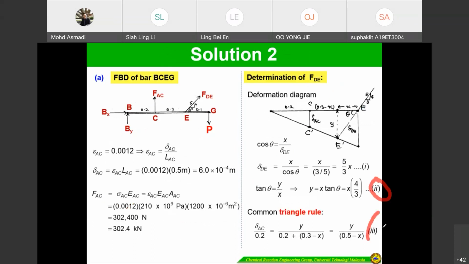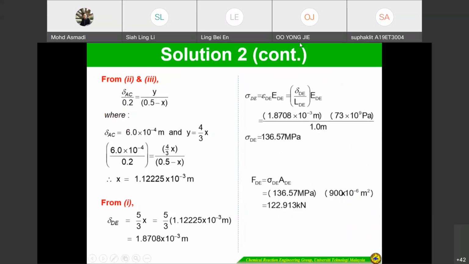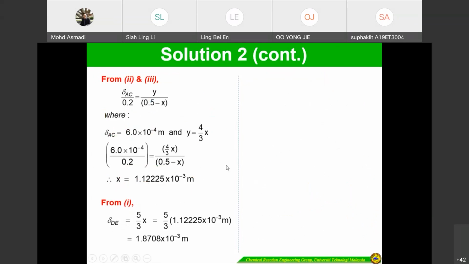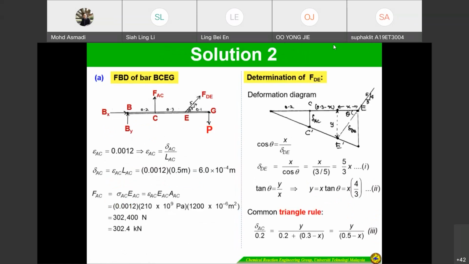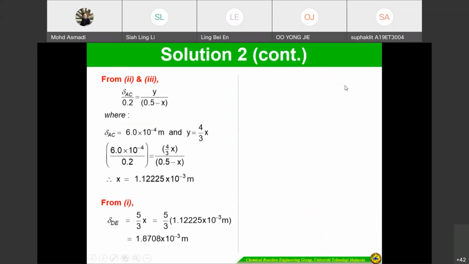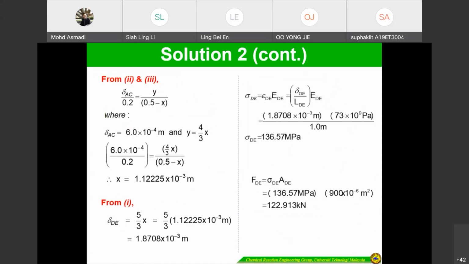So you just substitute this y, or x. So we can get delta AC as well as x. X is the length, so we can know this length. This is unknown, right? So length we know, and then we can determine the DE. So that is the DE.